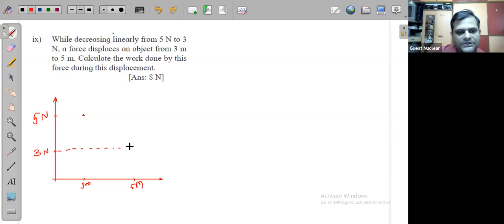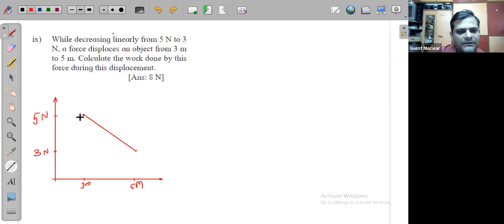And when the force becomes 3 Newton, at that time the displacement of the body becomes 5 meter like this. So that means the situation is like this, in which we can see that the force goes on decreasing linearly and it starts from 5 Newton and ends up at 3 Newton. But the displacement starts from 3 meter as you can see here and it ends up at this 5 meter. तो डिस्प्लेसमेंट जो है वो 3 मीटर से 5 मीटर तक बढ़ने वाला है, जबकि फोर्स जो है वो 5 न्यूटन से 3 न्यूटन तक कम होने वाला है.